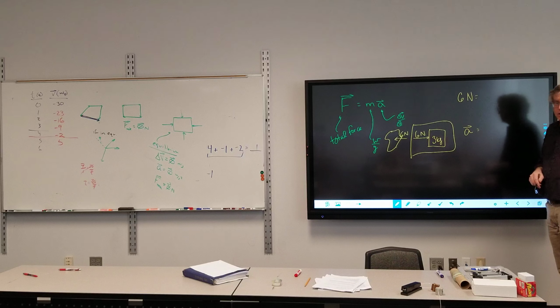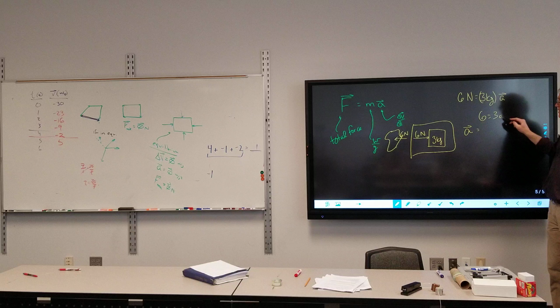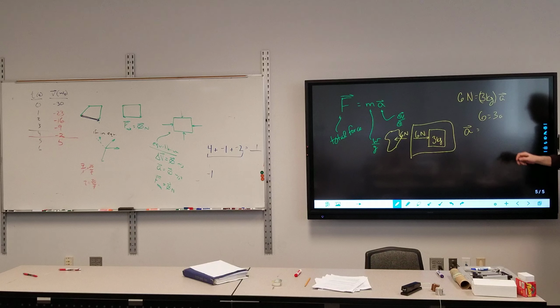Mass, which is times acceleration. The math problem is 6 is equal to 3a. That's the math problem. So a is 6 divided by 3. So the fancy math, 2. So that's 6 newtons divided by 3 kilograms.